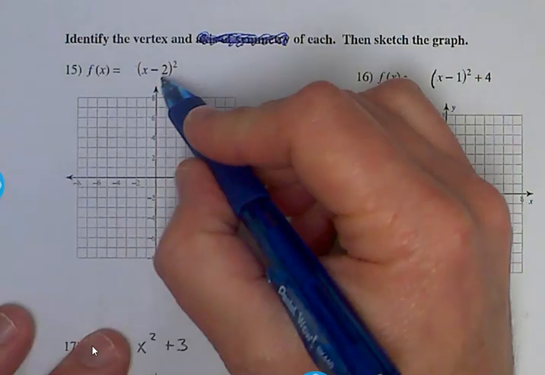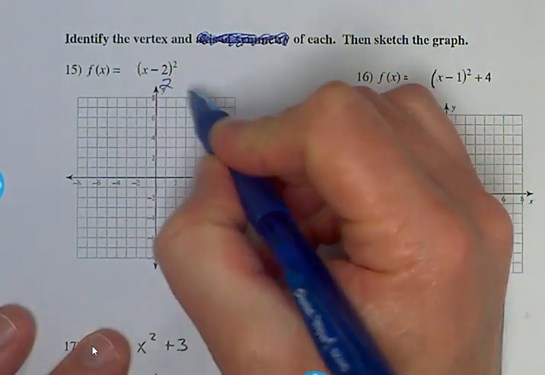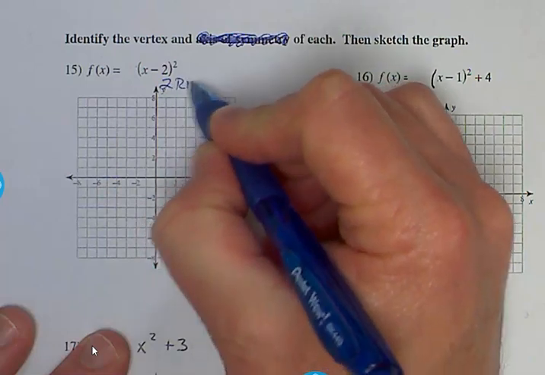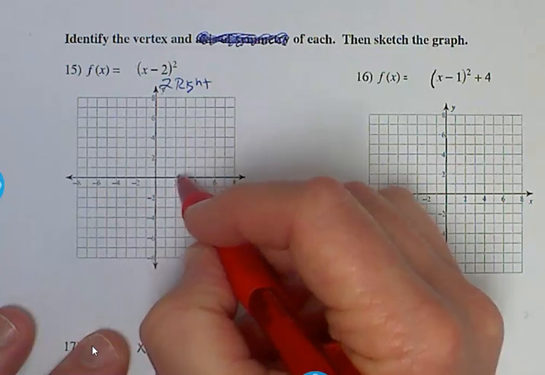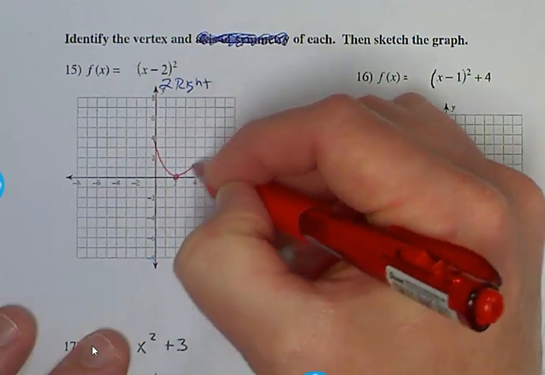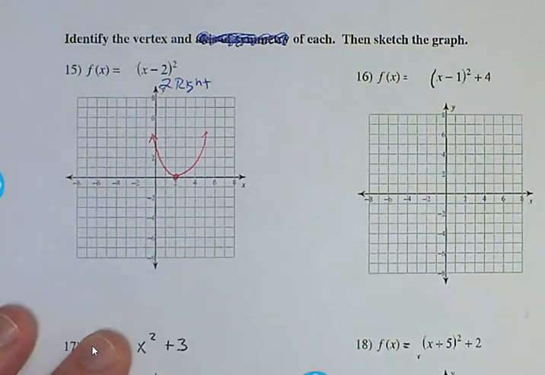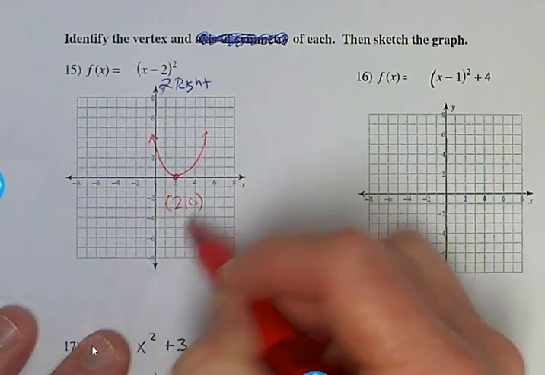The main thing you've got to know here is that normally we would start at 0, 0, but this 2 on the inside means we're going to move it 2 spaces to the right, because it's on the inside. So instead of starting at 0, 0, move it 2 spaces over, which would put us right here. And you've got a U-shaped graph like that. And that vertex, because we moved it just 2 spaces to the right, would be at 2, 0.